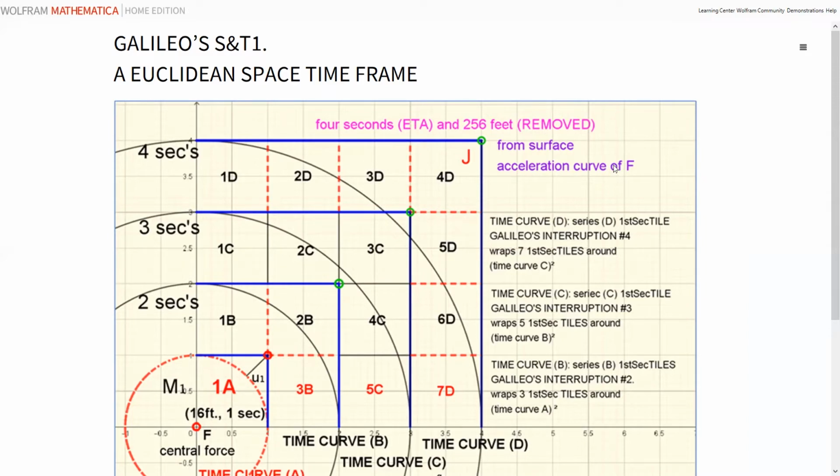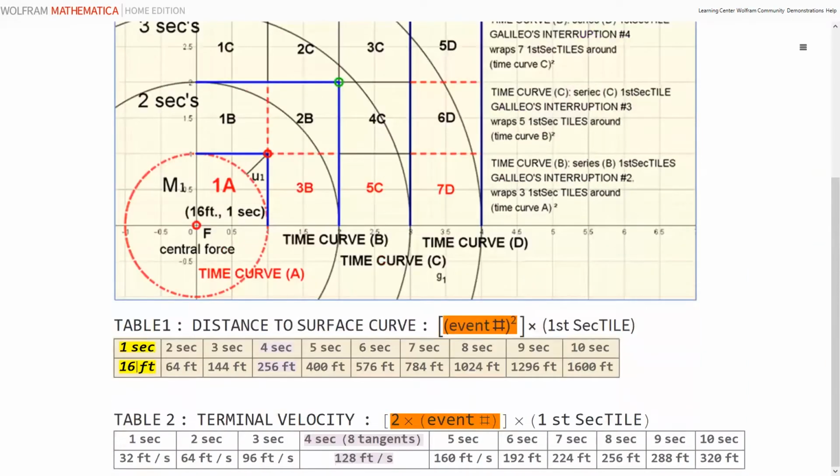Take time curve D. At 4 seconds, series D tiles, we have 8 reclamation tangents. This will be 4 on the abscissa side and 4 on the ordinate side. Terminal velocity, second number 4, table 2, has 8 tangents times the first second experience of 16 feet, which provides 128 feet per second. Galileo did not have calculus.